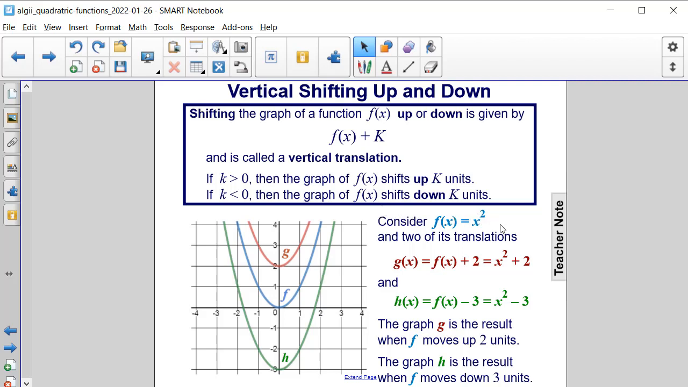Consider f of x being x squared, this blue function down here. g of x is equal to f of x plus 2, which would be equal to x squared plus 2. Notice how it shifts up 2 units. And we have h of x is equal to f of x minus 3, or x squared minus 3. Notice how it shifted down 3 units from the original function f's vertex.